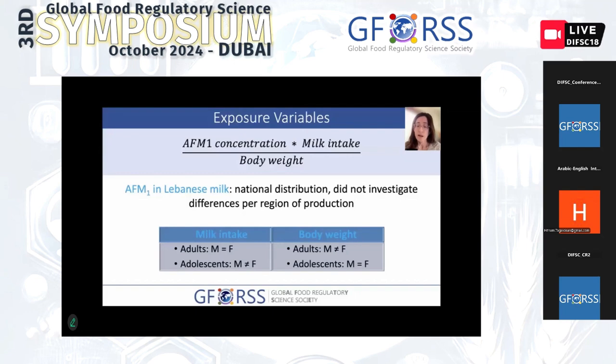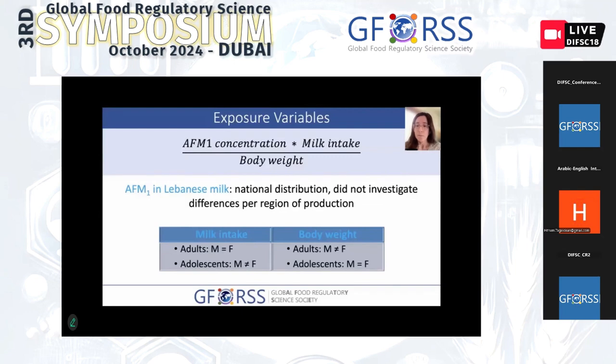In our case, we're lucky to have non-aggregated data for each of the variables that determine exposure. So as you see in the equation here, these variables are AFM1 concentration in milk, intake per person per day, and body weight, so the individual's body weight.